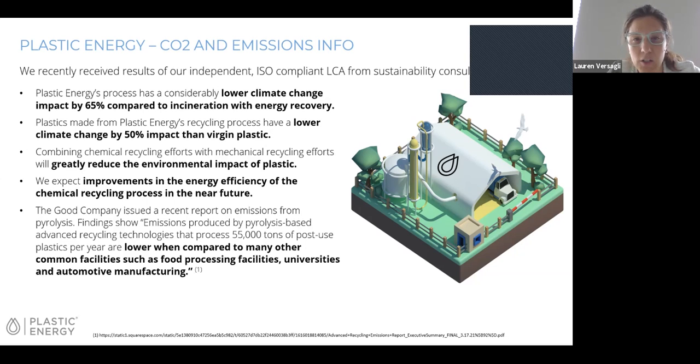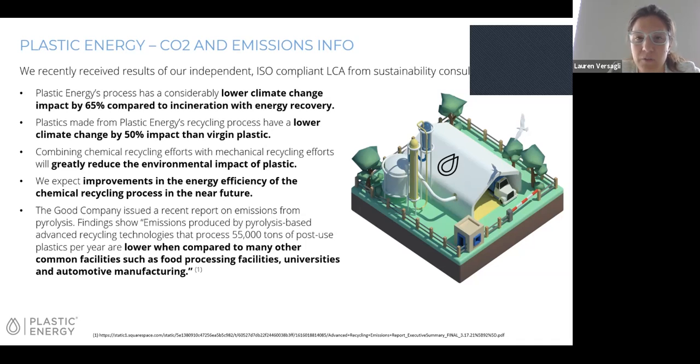If we take a look at the other view we did, which was a product perspective, and said, okay, if I have to make a ton of LDPE and I use virgin fossil fuel to do that, I use mechanically recycled LDPE, or I use TAC oil to do that, what does that look like in terms of climate impact? As compared to using virgin fossil fuels, there's a lower impact by about 50% when using Plastic Energy's TAC oil as the raw material source as an alternate to naphtha.